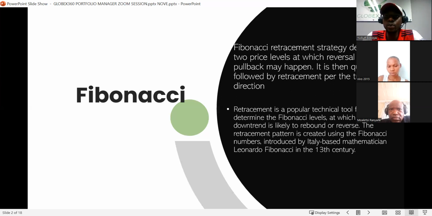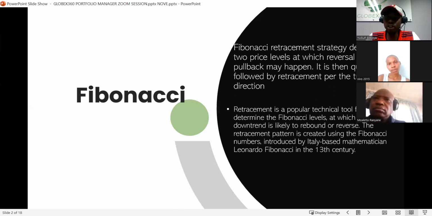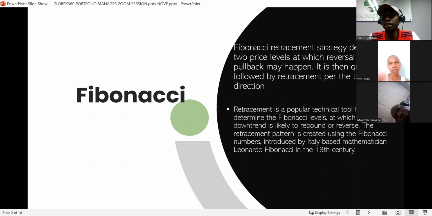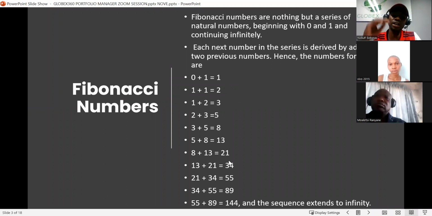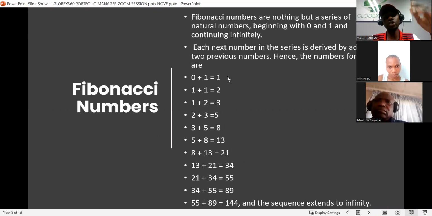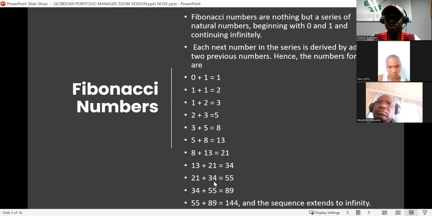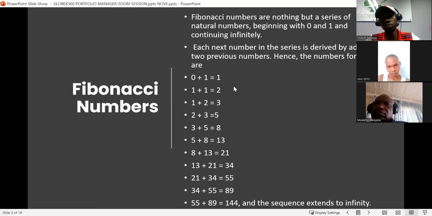So the retracement is a popular technical tool for investors to determine the Fibonacci levels at which an uptrend or downtrend is likely to rebound or reverse. The retracement pattern is created using the Fibonacci numbers introduced by the Italian mathematician Leonardo Fibonacci in the 13th century. So it's been there before. The system of calculating Fibonacci numbers has been there since centuries ago. That's where it was introduced, which doesn't really matter to us, this calculation of numbers. It doesn't really affect anything in our market, but to understand where the numbers come from, you can research more about how you go with the numbers.